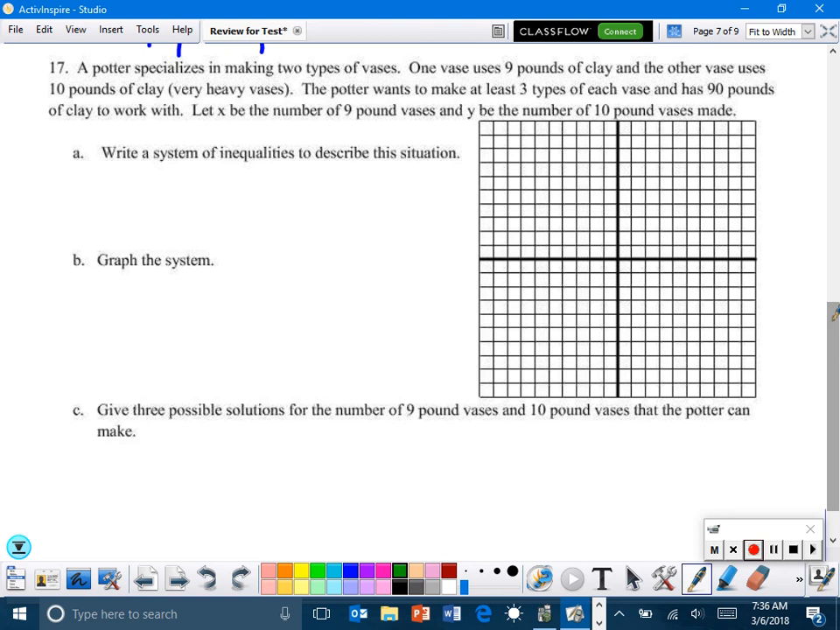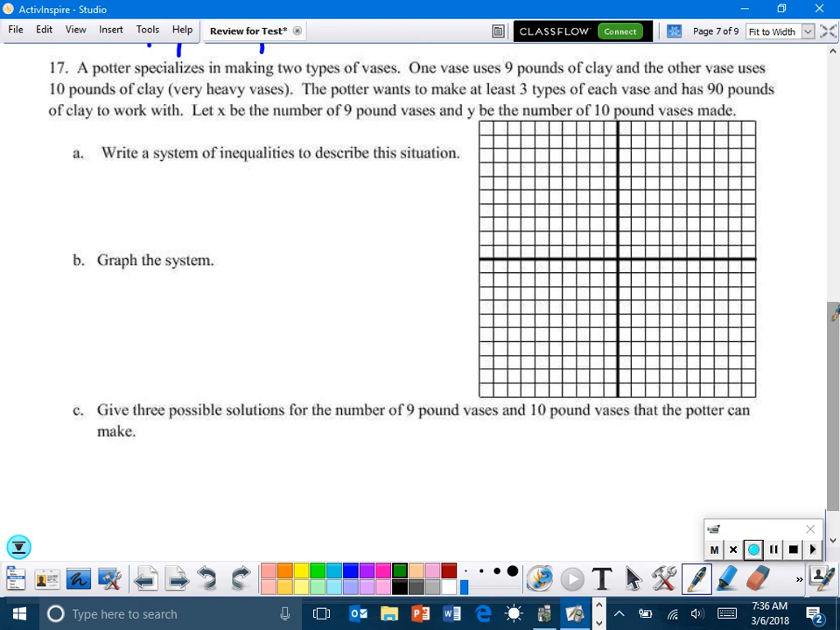Remember, this problem on the test is going to be worth about 15 points. A potter specializes in making two types of vases. One vase uses 9 pounds of clay and the other vase uses 10 pounds of clay. Very, very heavy. The potter wants to make at least 3 of each vase and has 90 pounds of clay to work with.